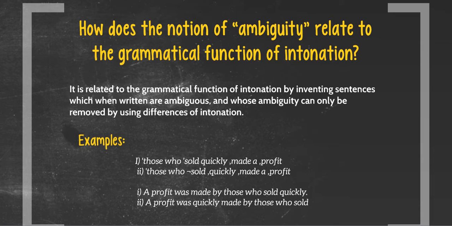The difference caused by the placement of the tonic unit boundary is seen to be equivalent to giving two different paraphrases of the sentence. A profit was made by those who sold quickly. A profit was quickly made by those who sold.